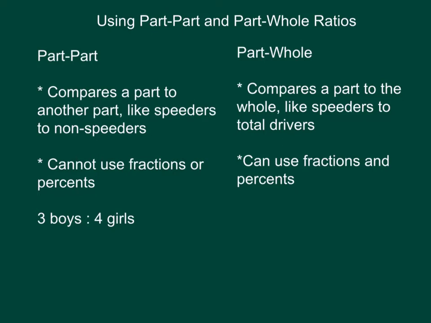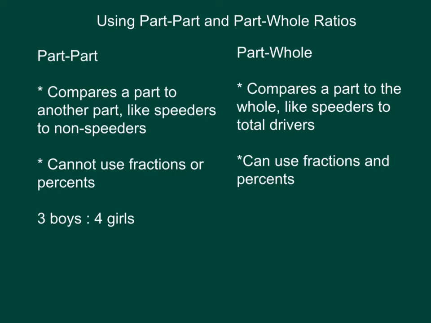With part-whole, you're comparing a part to the whole, like speeders to total drivers. So in the group total drivers, some of them are speeders. Because of this, you can use fractions and percents. So let's look at a sample problem.